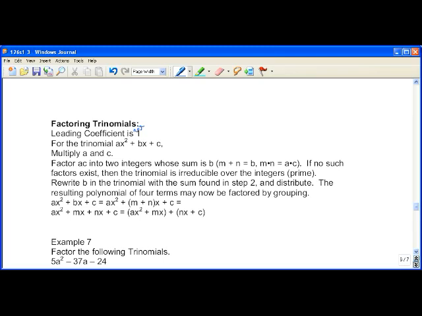Rewrite b in the trinomial with the sum found in step 2 and distribute. So in essence, we have ax squared plus bx plus c becomes ax squared plus m plus n times x, because m plus n is b, plus c. So ax squared plus mx plus nx plus c is what we have. 4 terms now, factored by grouping. Let's do a few of these. That'll help make it more concrete.